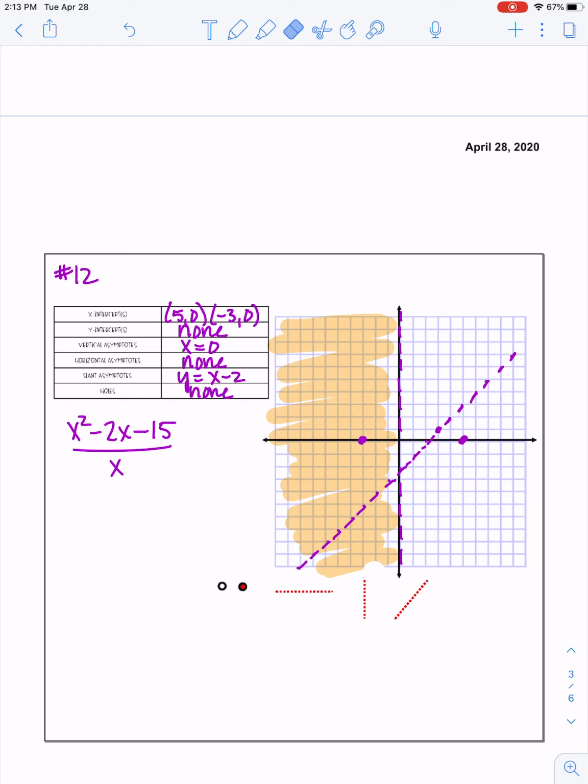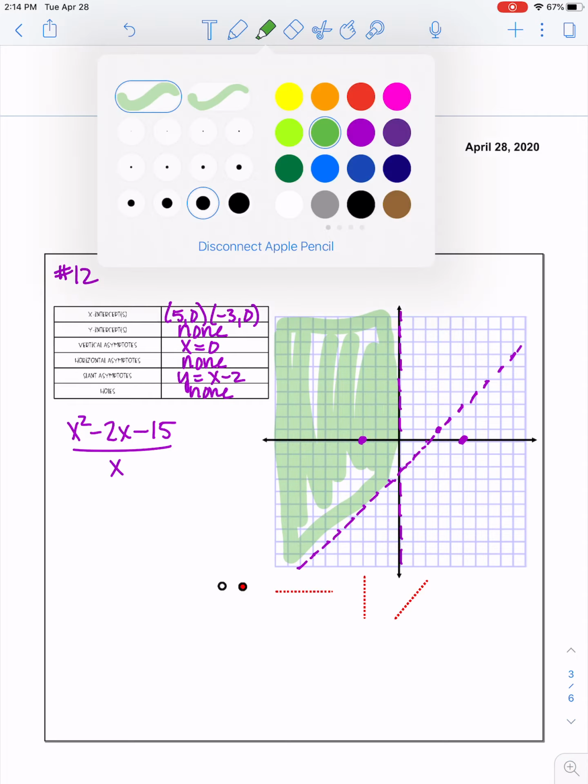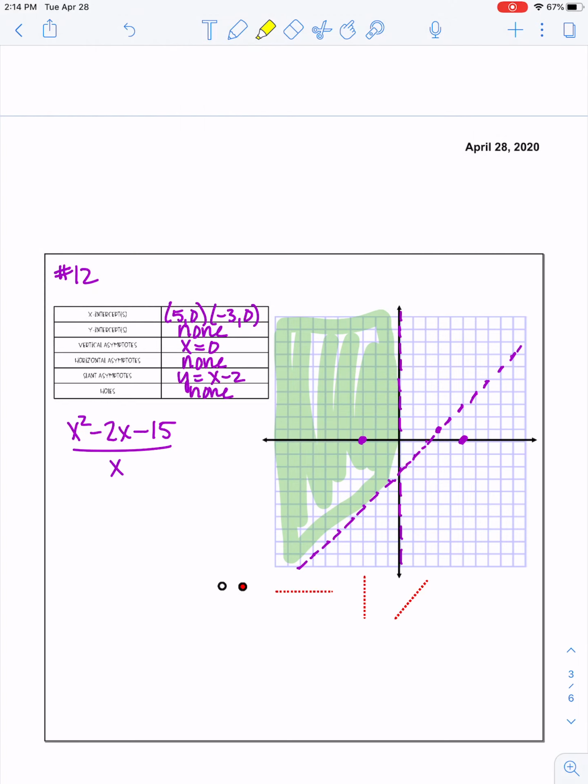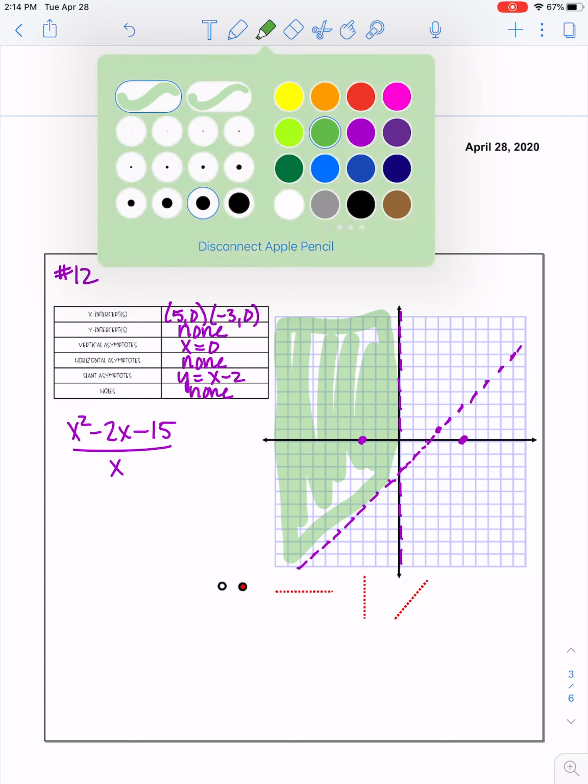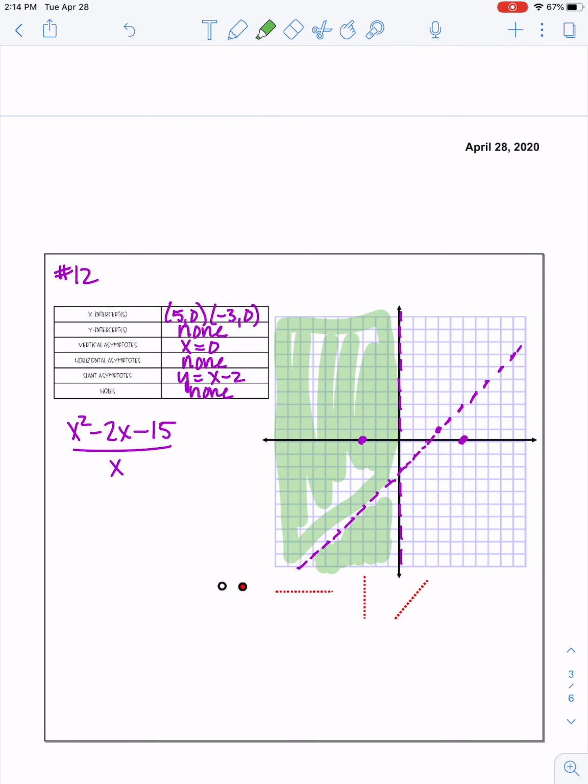Since I have a slant asymptote here, it creates two sections, but they're slanted, right? So I have this top piece here, and then I have this bottom piece here. So this is what I'm going to look at first. Either my branch is going to go in the top piece like this, or it's going to go in the bottom piece like this.